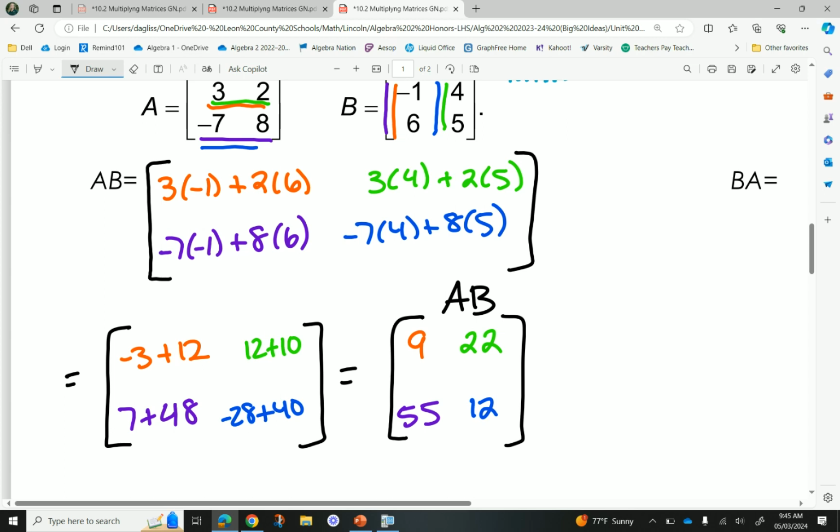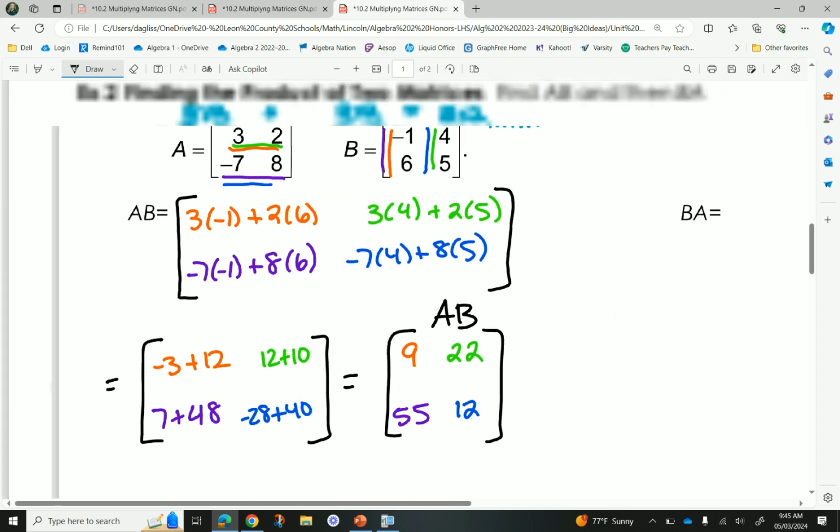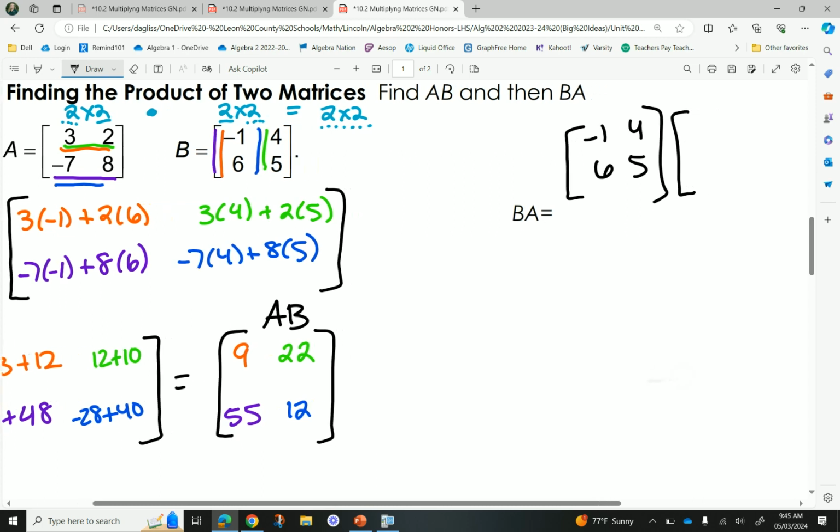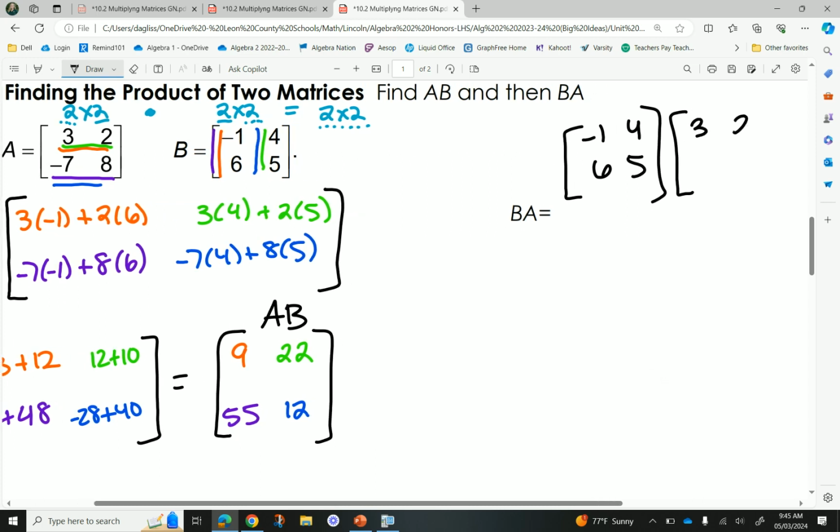So we're going to switch them, do it again, and see if we get the same thing or not. You ready? All right. So for BA, we're going to have negative 1, 6, 4, 5 first. And then 3, 2, negative 7, and 8. Would you like to try?